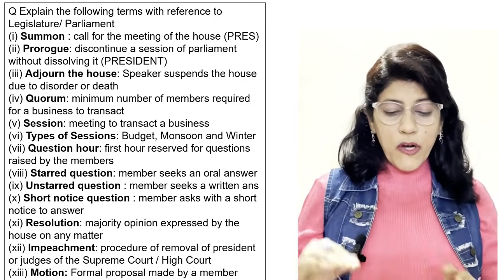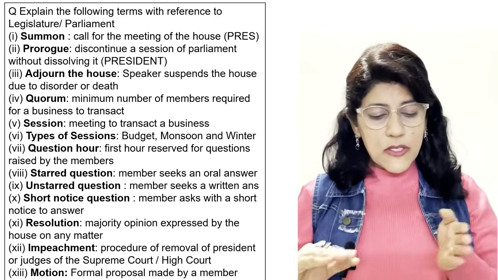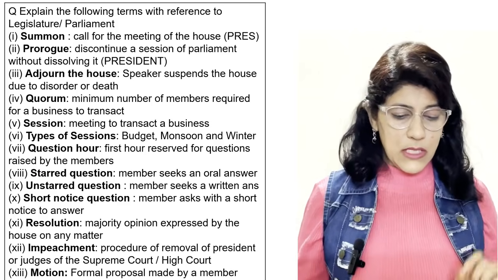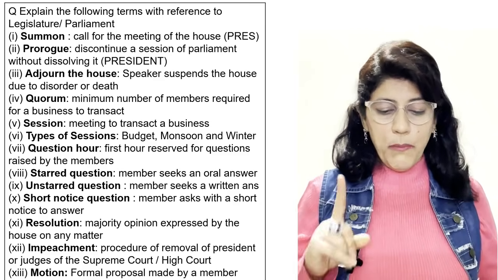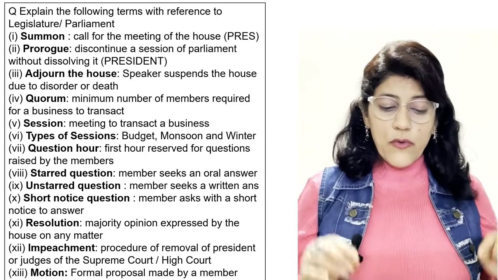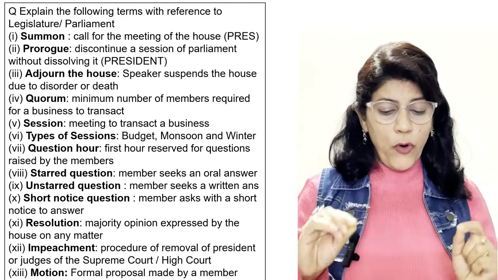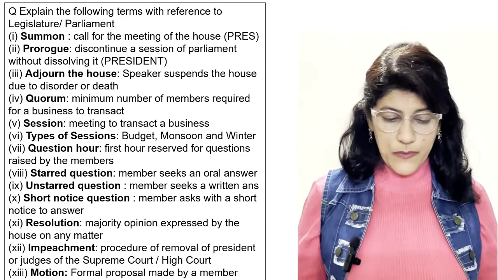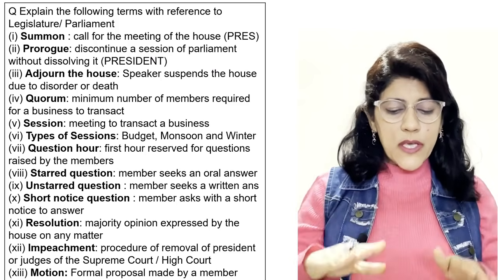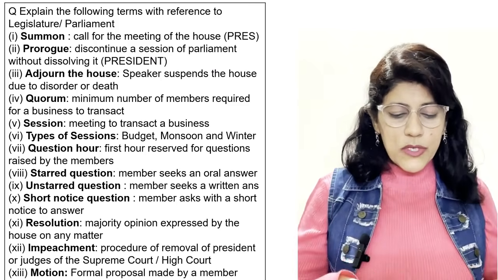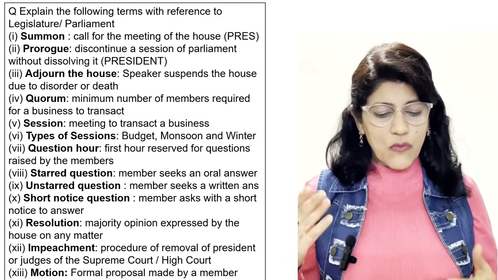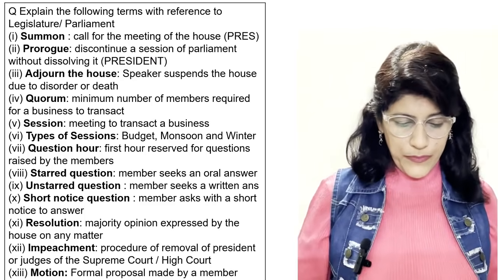Quorum, minimum number of members required for a business to transact. Session, meeting to transact a business. Types of sessions: budget session, monsoon session, winter session. Question hour, first hour reserved for questions raised by the members. Starred questions, type of questions. Starred question, member seeks an oral answer. Unstarred question, member seeks a written answer. And short notice question, member asks with a short notice to answer.